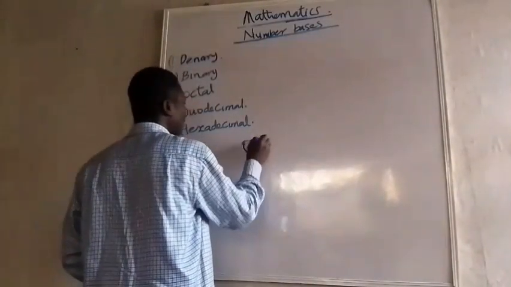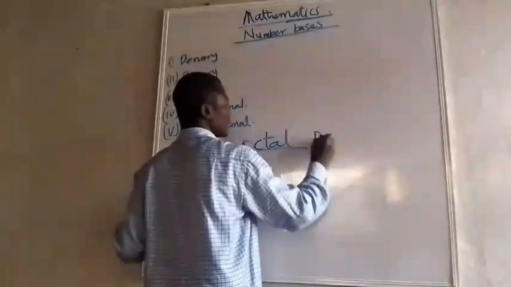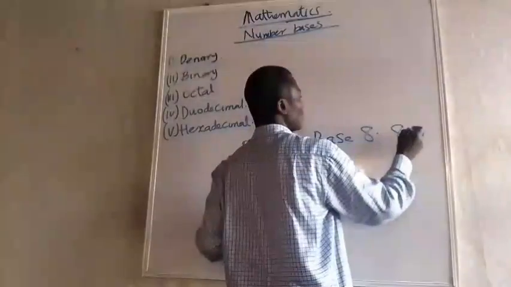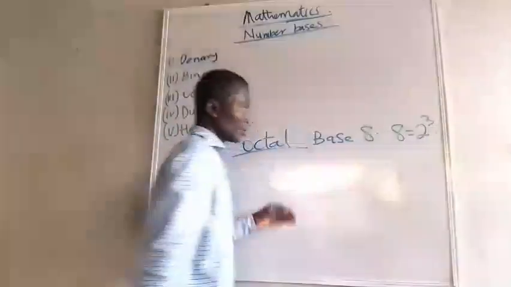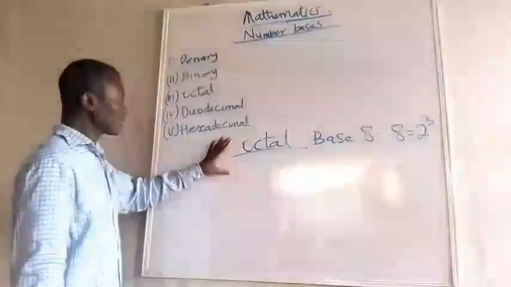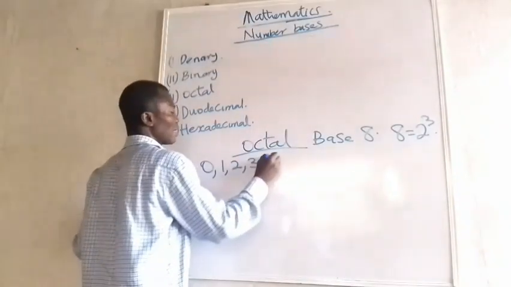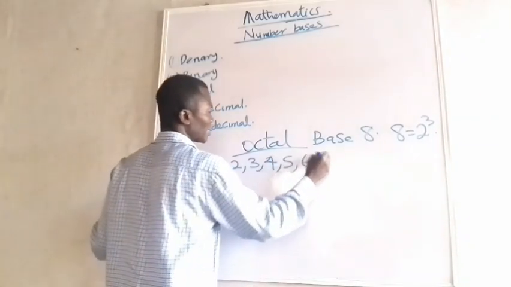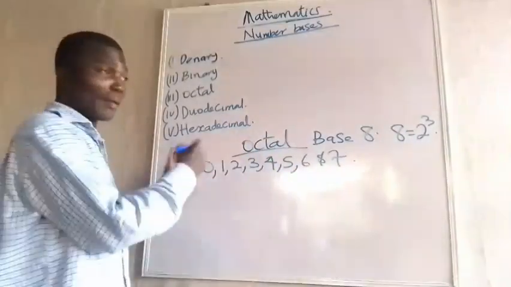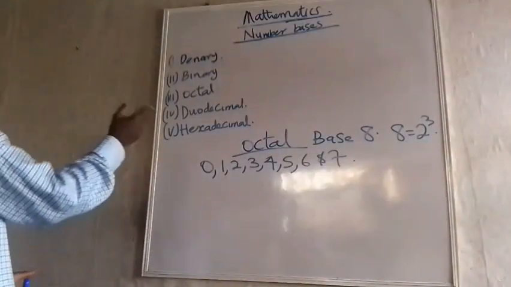The other one we have to talk about is octal. This octal means base 8. And we all know that 8 is equal to 2 cubed. So we will talk about the relationship between base 2 and base 8 later on. The numbers you can find under octal are 0, 1, 2, 3, 4, 5, 6, and 7. So we have done the conversion from one form to the other. So this is the thing we can say that is special under octal.